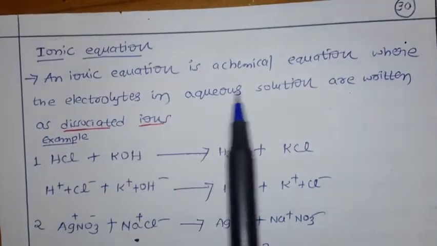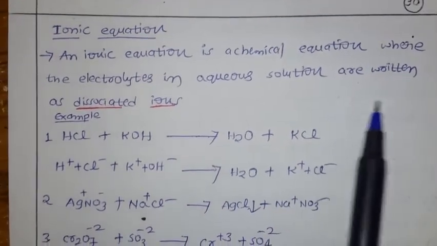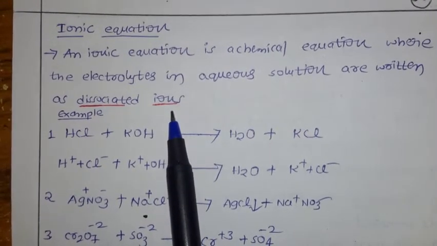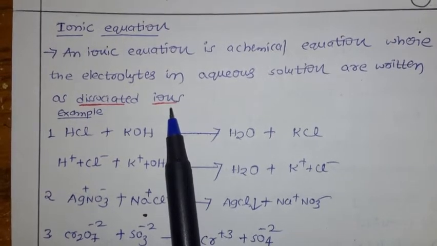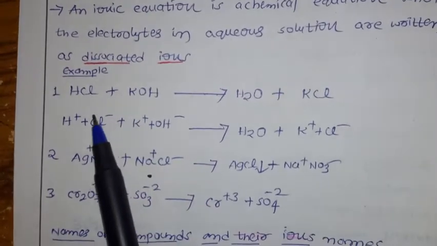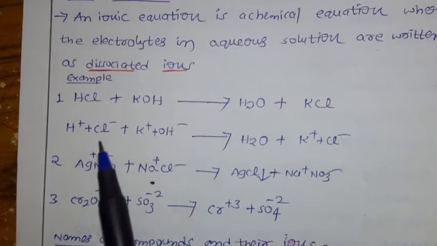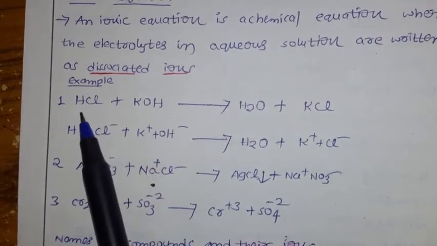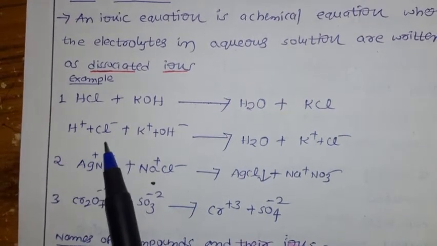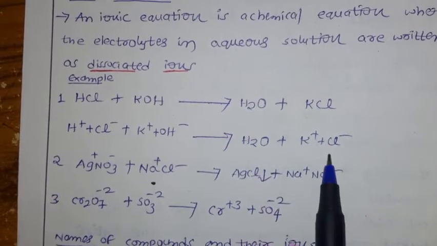An ionic equation is a chemical equation where the electrolytes in aqueous solution are written as dissociated ions. If you write the electrolytes as dissociated ions, that equation is called an ionic equation. Now for an example, we have HCl reacting with KOH to give water plus KCl. What are the electrolytes here? For HCl and KOH, you are going to write them as ions. So H+, Cl-, K+, OH-. This is water and K+, Cl-.